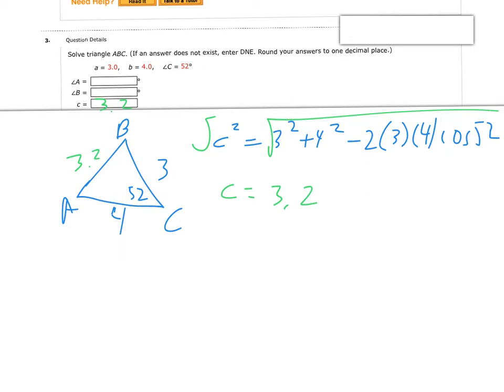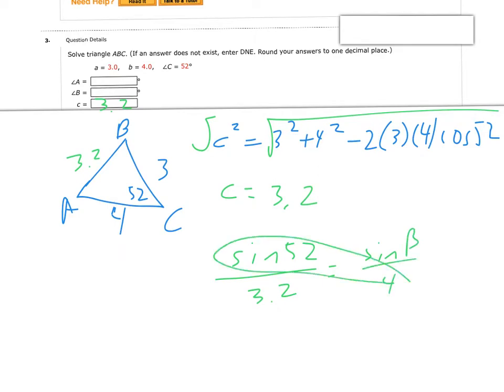And now what we can do is go ahead and set up a law of sines to find another angle here. So I will do sine of 52 over that newfound 3.2 equals sine of, it doesn't matter what I find next, I'll go ahead and find big B next, over 4. So we will cross multiply that. So 4 times sine of 52 divided by 3.2.